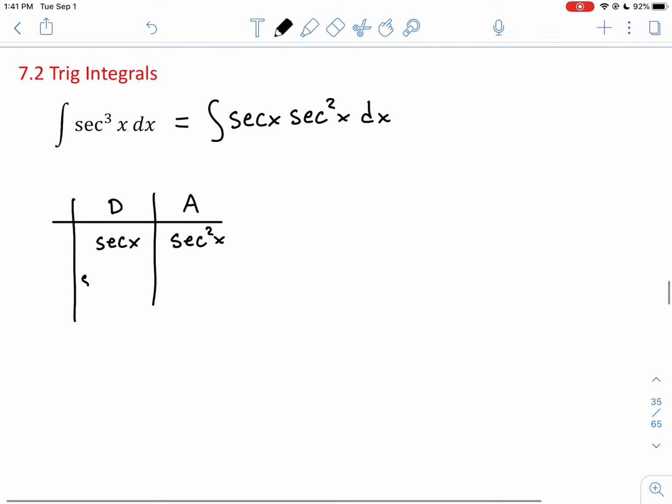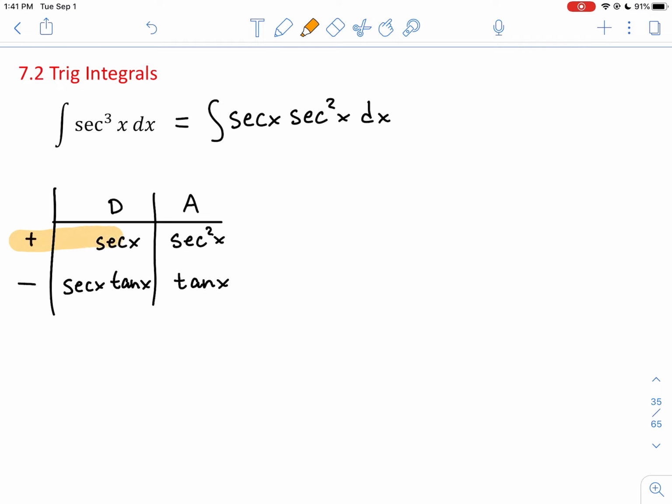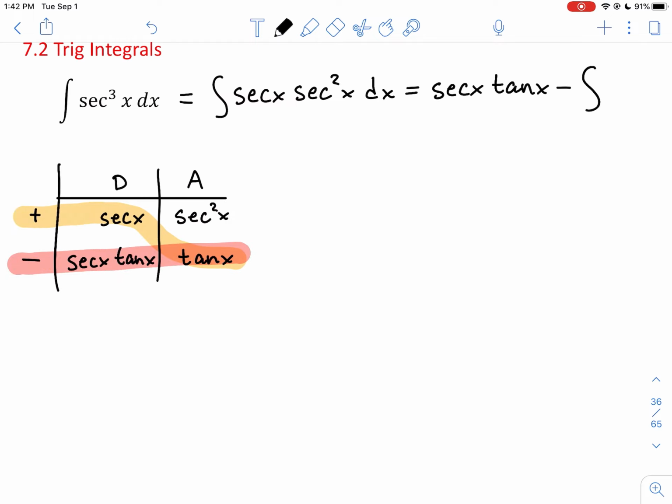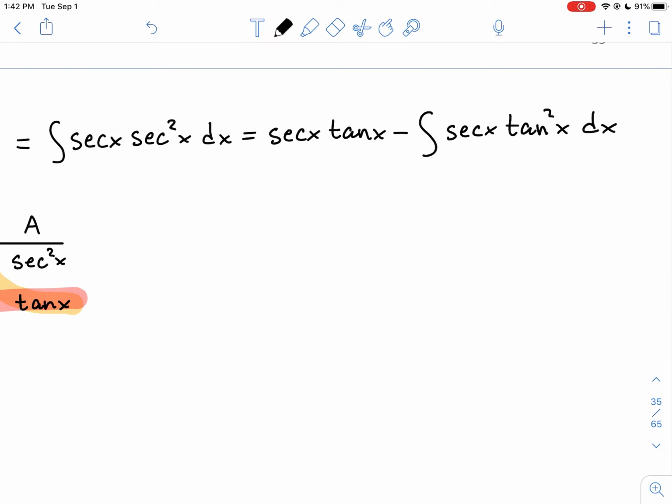So the derivative of secant is going to be secant of x tangent of x. And the antiderivative of secant squared is tangent. And now we have the plus minus. So we're going to do a diagonal alignment, that's done, and then a horizontal alignment that needs to be integrated still. So the orange alignment gives us a positive secant x tangent x. And then the red alignment gives us a negative integral. And then we multiply the red alignment, we get secant times tangent times tangent. So secant tangent squared.